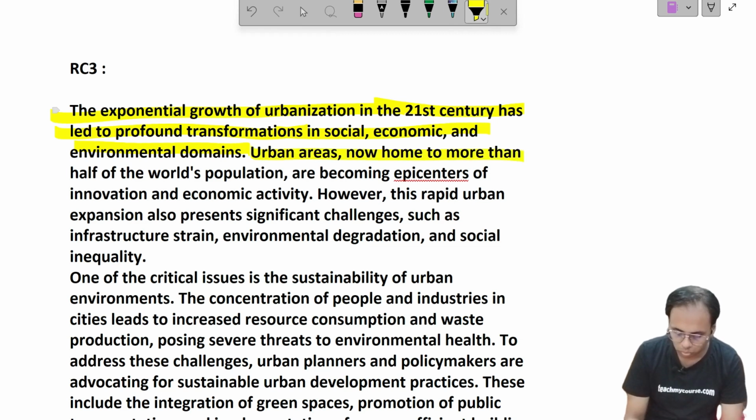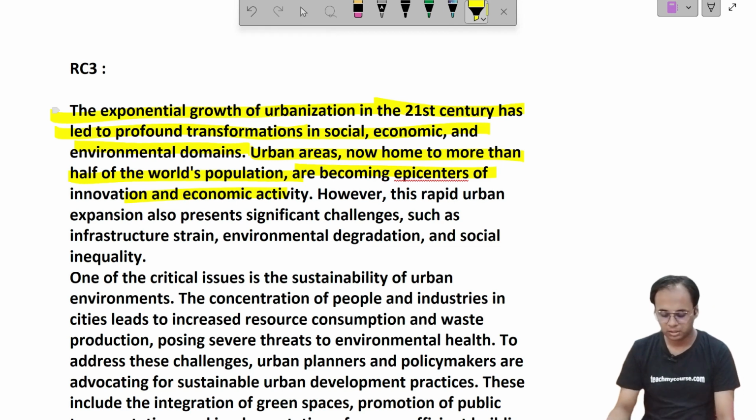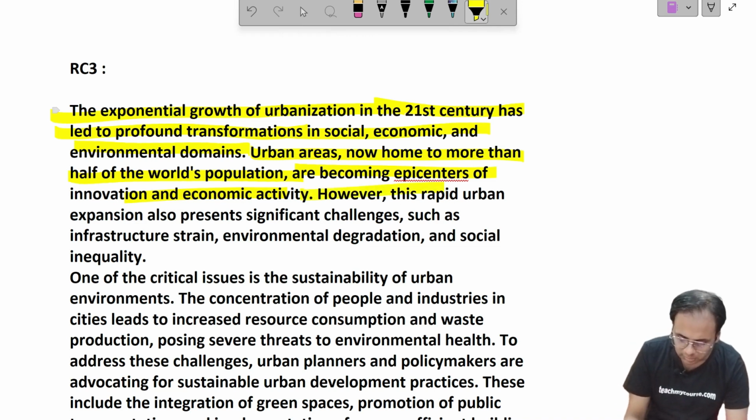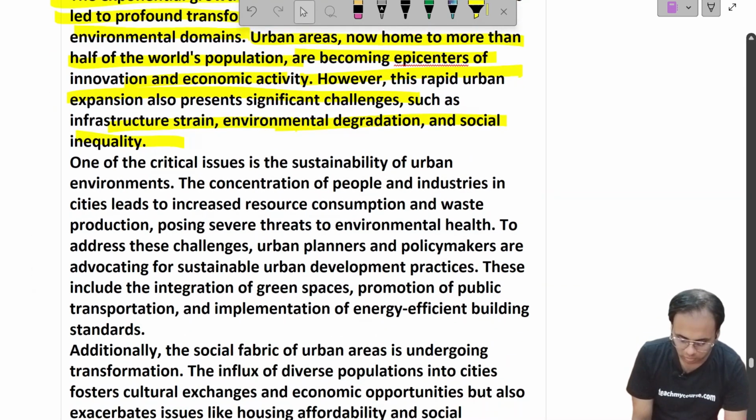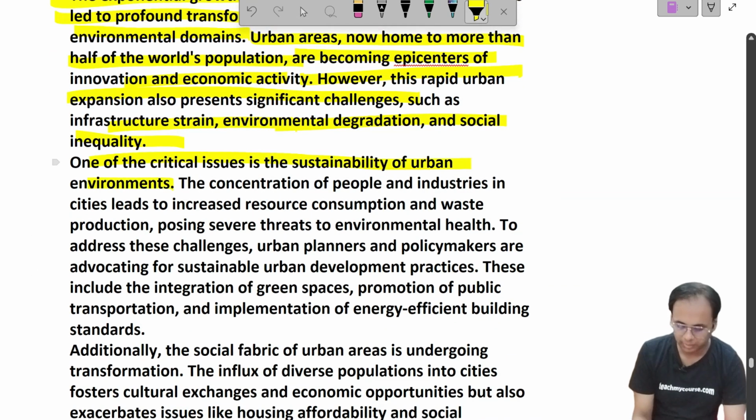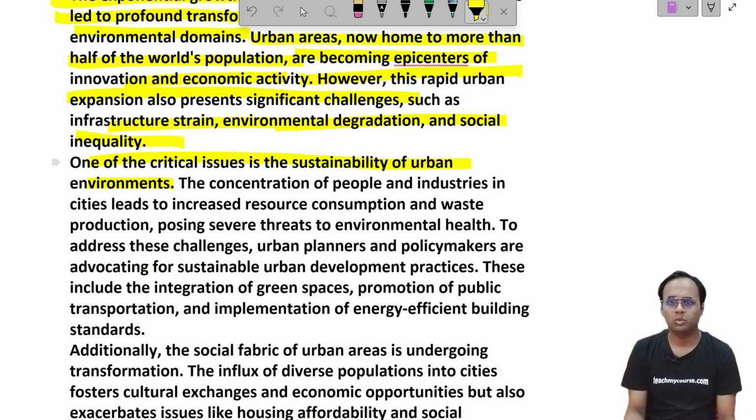Urban areas, now home to more than half of the world's population, are becoming epicenters of innovation and economic activity. So they are the main center of innovation and economic activity. As we have seen, cities like Mumbai, Bangalore, Gurgaon, Delhi are the main centers of economic activity in India. However, this rapid urban expansion also presents significant challenges such as infrastructure strain, environmental degradation, and social inequality. One of the critical issues is the sustainability of urban environments. Like in Delhi, you can see a lot of pollution. In Bangalore, you can see the water challenge.